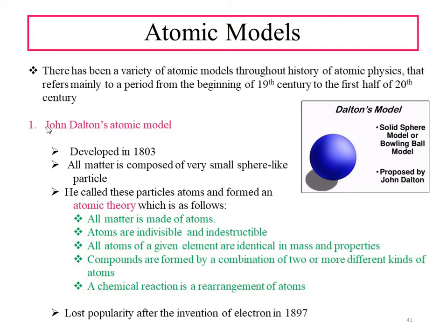Among the first is known as Dalton's model. As you can see, the representation is just like a solid sphere. We also call it the solid sphere model or the bowling ball model, just a sphere to represent an atom. That's what John Dalton did. This model was developed in 1803, and all matter is composed of very small sphere-like particles. That's what Dalton said.